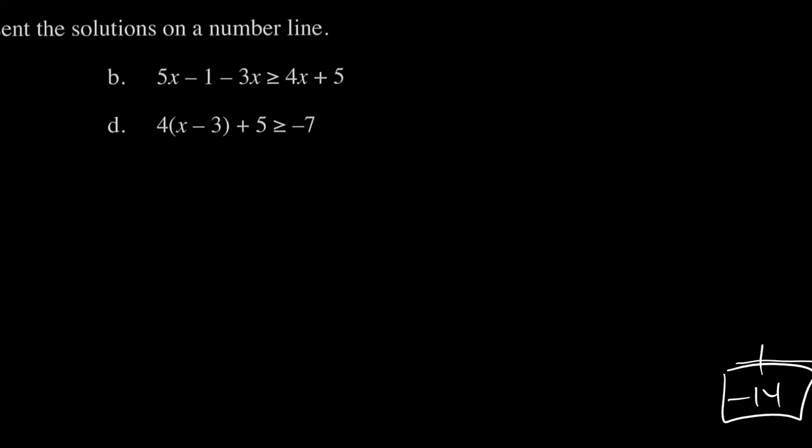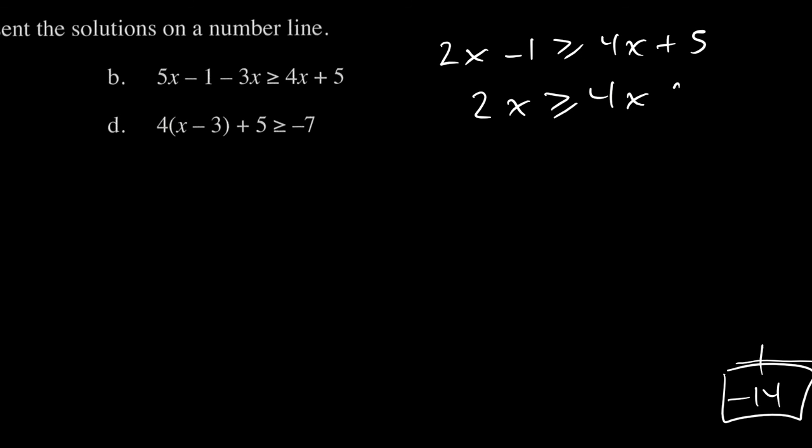Same idea. I'm going to begin by combining the 5x and the negative 3x, making 2x minus 1 is greater than or equal to 4x plus 5. I'm going to add 1 to both sides, so 2x is greater than or equal to 4x plus 6. Again, I just added 1 to both sides of the inequality. Now I'm going to subtract 4x from both sides. Not dividing, not multiplying. I'm subtracting 4x from both sides.